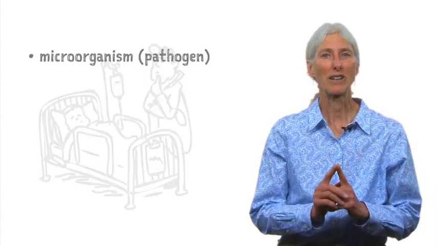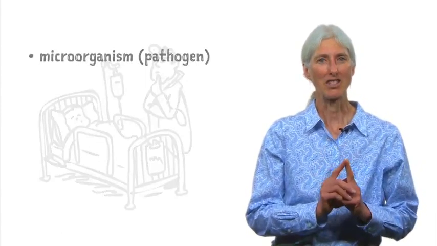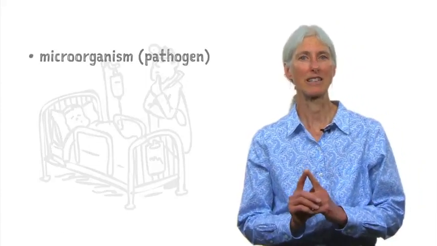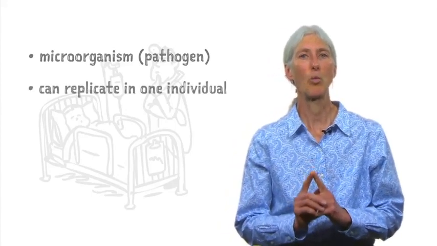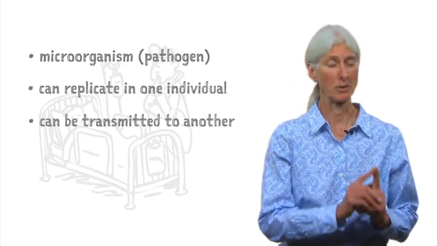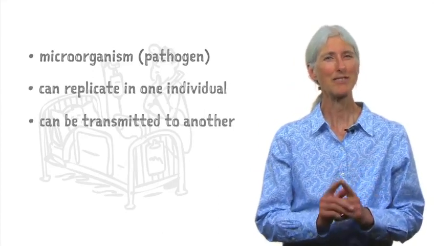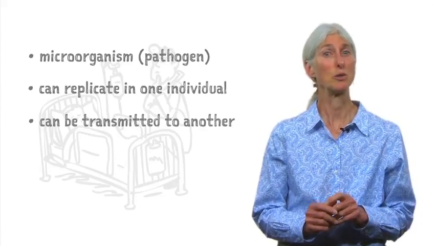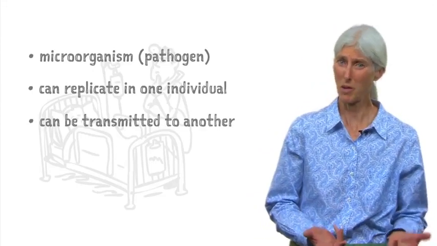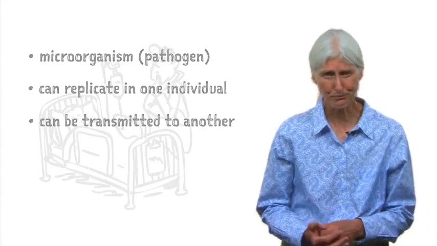Recall that the key features of an infectious disease is that there is a microorganism, we call this a pathogen, responsible for the clinical signs of the disease, and that this pathogen can replicate in one individual and be transmitted to another. With this information, the process of determining whether a disease outbreak is due to an infectious agent is straightforward. Let's see how this works.